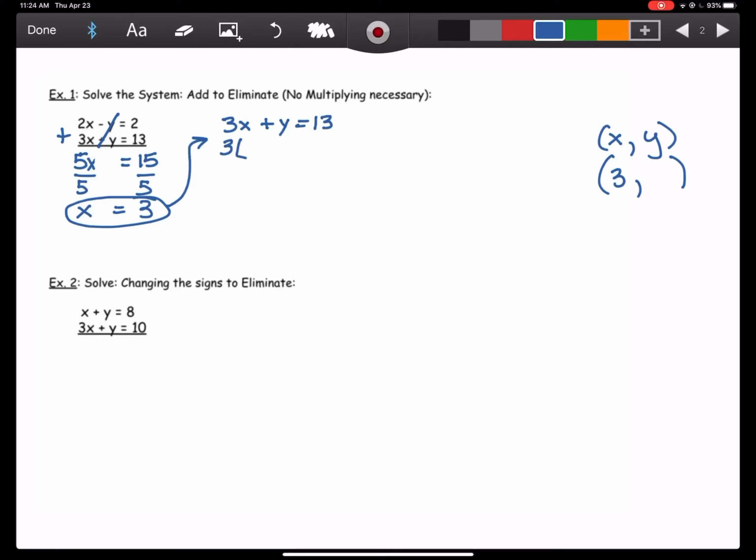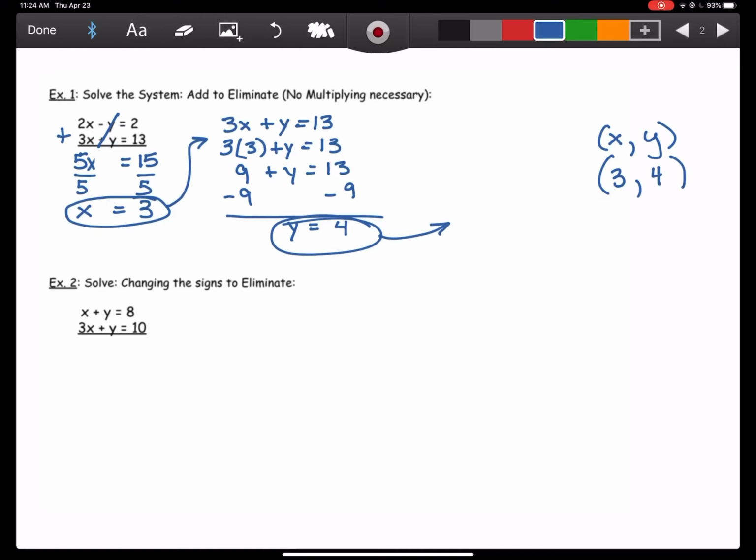3 times 3 plus y equals 13. Keep going. 9 plus y equals 13. So we know now that y has got to be 4, but we keep going to prove it. So we subtract 9 from both sides, and we get y equals 4. Now we have another part of our answer, and we need to bring that over to our ordered pair. So this problem is done, actually, and it's done because I have my ordered pair.